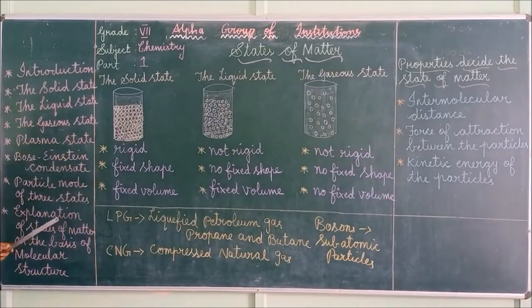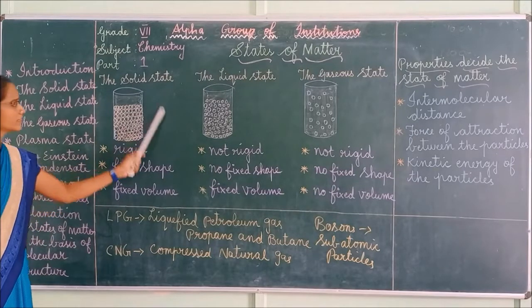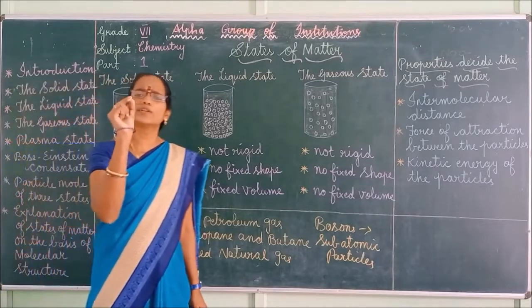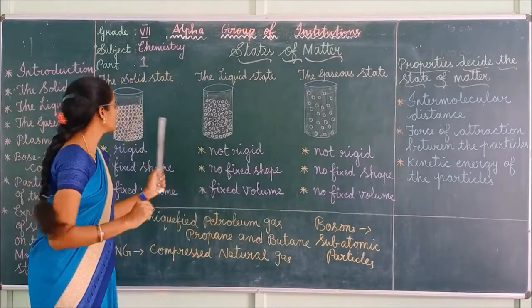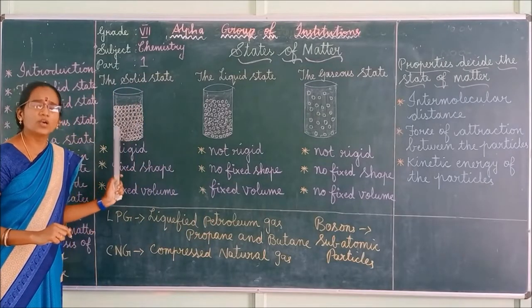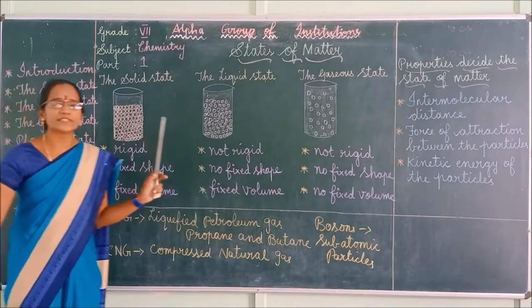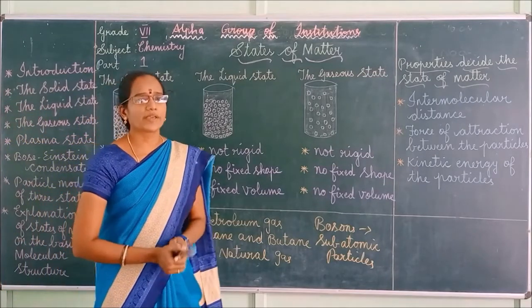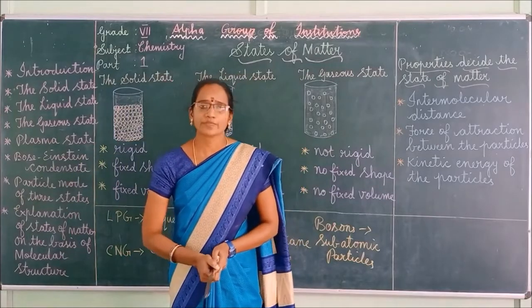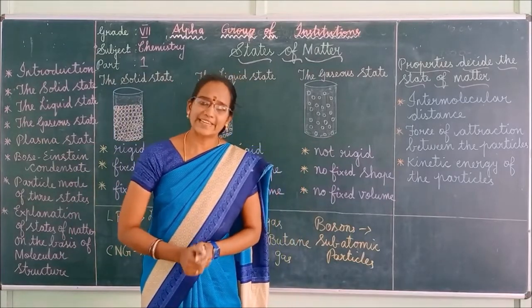Next we can move to the explanation of states of matter on the basis of molecular structure. First, let us see the solid state. In solid state, the intermolecular space is very small and the intermolecular force is large. That is why solids have definite shape and definite volume, and they are also incompressible.